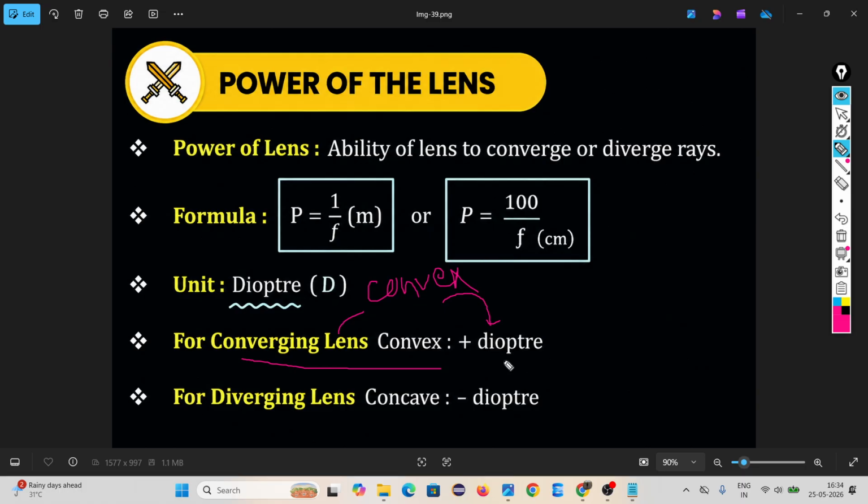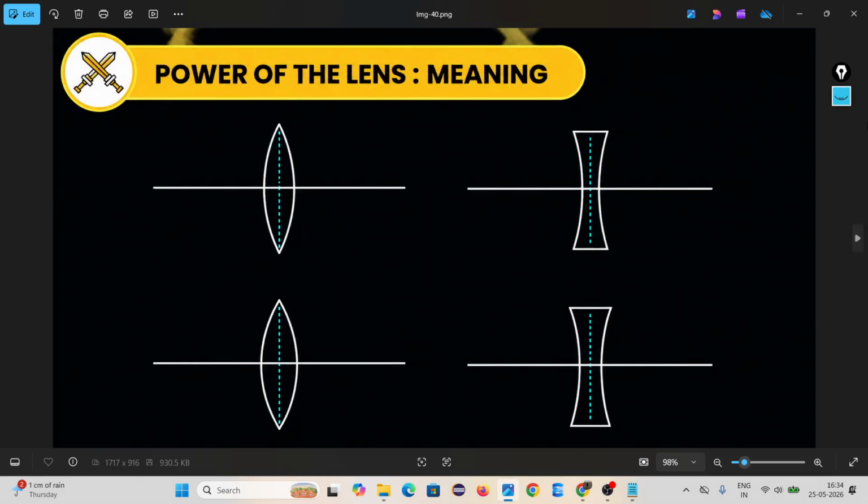Number one thing, power of the lens means the ability of a lens to converge or diverge rays. Its formula is P equal to 1 upon F. Unit is diopter. For converging, which means convex lens, the diopter is positive. For a concave lens, it is negative. Now, what do you mean by power of a lens?